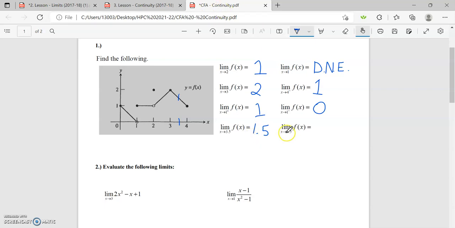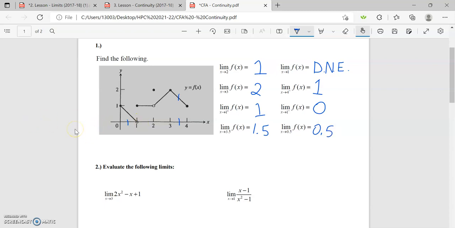Same thing with the limit at 1/2. Here x is 1/2, and we have the same thing, a slope of over 1, down 1. We're going to go halfway over, meaning we go halfway down. So our limit is 0.5.